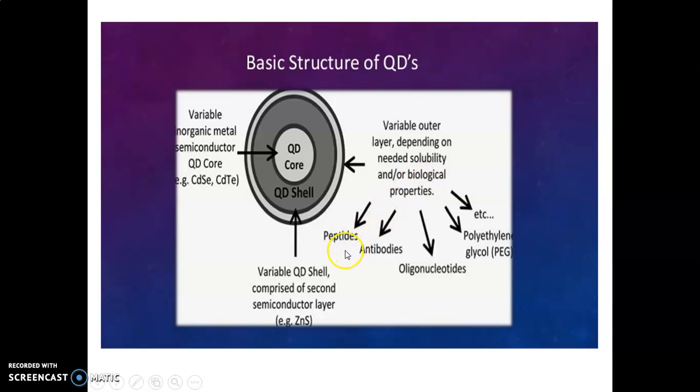Here the variable outer layer depends upon the needed solubility and biological properties. What are these? Peptides, antibiotics, oligonucleotides, polyethylene glycol, etc. So these are the properties that will be there. This depends upon the need for solubility and biological property only. This is the variable outer layer, but the second semiconductor layer of the quantum dot shell is a must. The outer layer we develop depends upon the application.